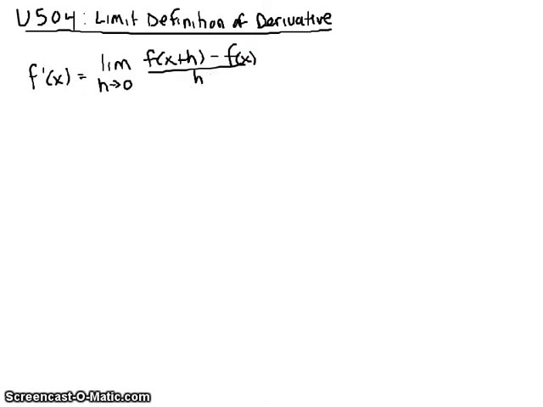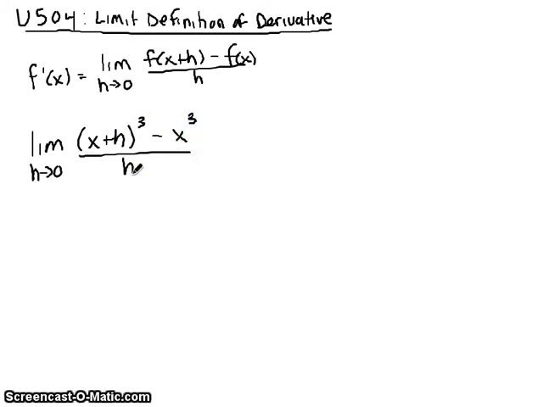Now, how this is more than likely going to show up on AP is they're not going to mention derivatives at all. They'll probably give you a problem that would look like this. So the limit as h approaches 0 of (x plus h) cubed minus x to the third over h.